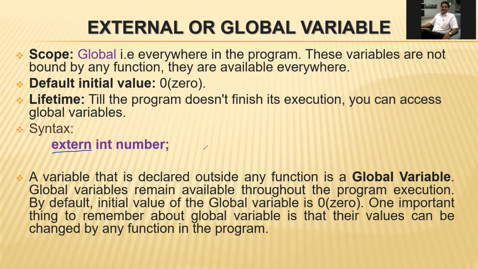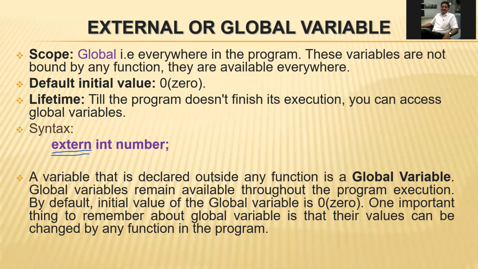What we have written previously, auto integer number. Auto is a local variable, that is the integer number is a local variable, but here integer number is an external variable. That is, we can use this integer number in many functions in the program, as well as you are using this number in another program also.